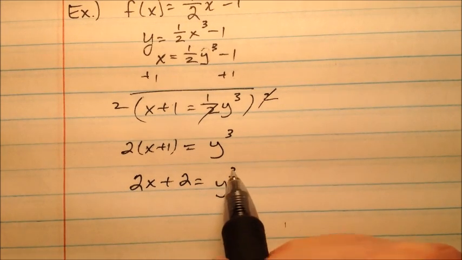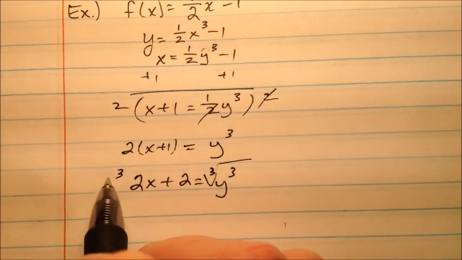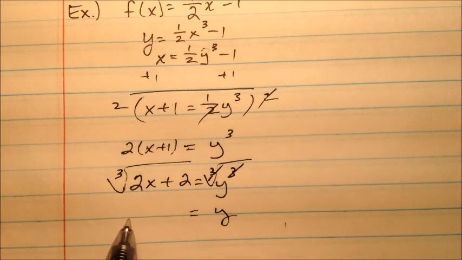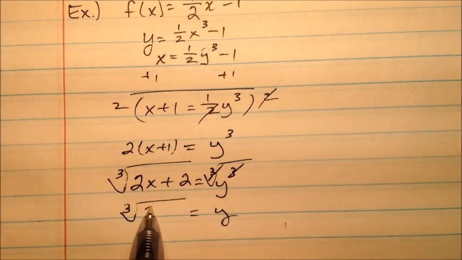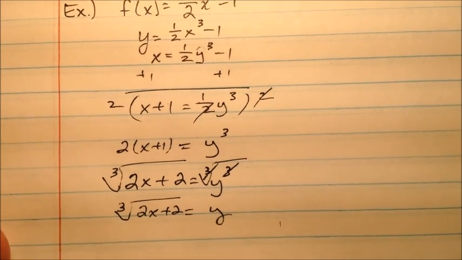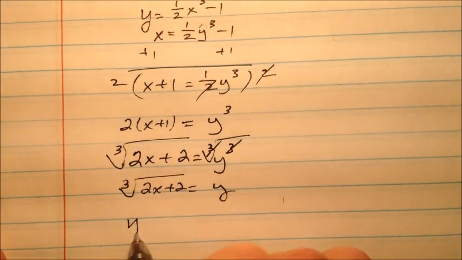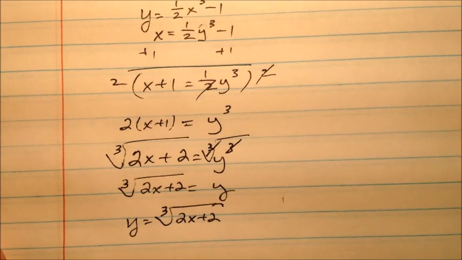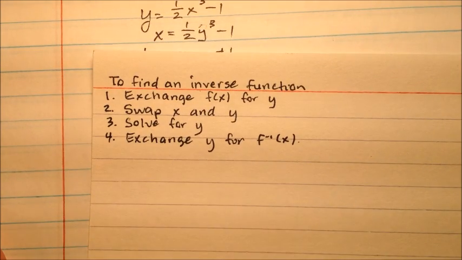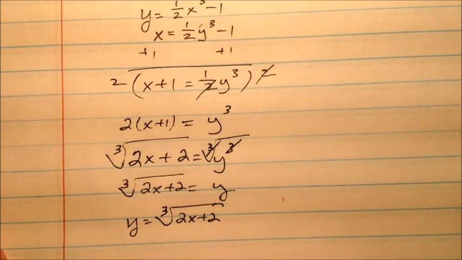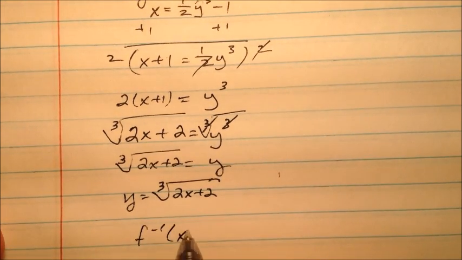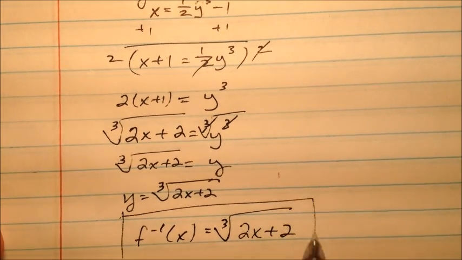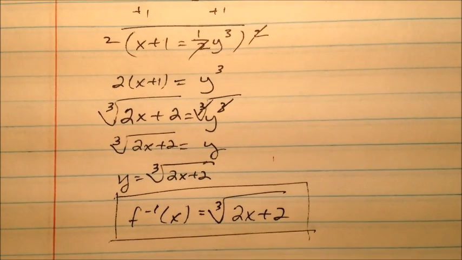So what do we do to both sides to get rid of this y cubed? Well, we take the cube root, because then the cubed and the cube root cancel each other out, and we're left with y. So on the left side, we have the cube root of 2x plus 2 equals y. So of course, we can flip that around and say y equals the cube root of 2x plus 2. And once we've solved for that, then the last step is to exchange y for that inverse notation. So we'll have the inverse of f equals the cube root of 2x plus 2. Okay, and there you go. So let's take a look at the graph.